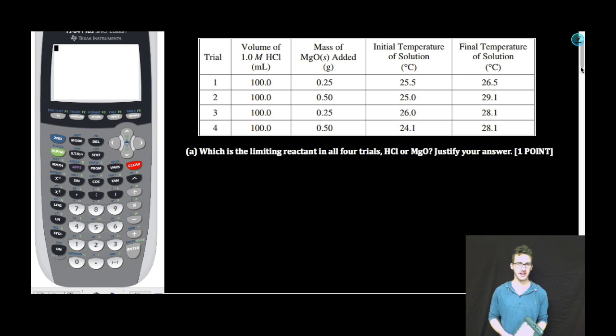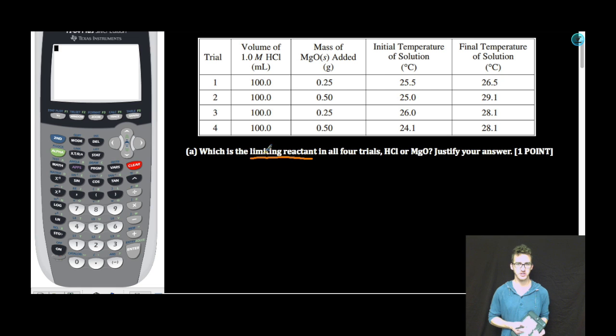Hydrochloric acid or magnesium oxide? Justify your answer. Alright, as I examine my 4 trials, I noticed that I used the same volume of 1 molar hydrochloric acid in each trial. I also noticed that the largest amount of magnesium oxide that is used is 0.50 grams. So, if I'm trying to determine the limiting reactant, there are actually a couple different ways that you can do this. I'm going to show you one way, but as long as you justify your answer, you're good to go.